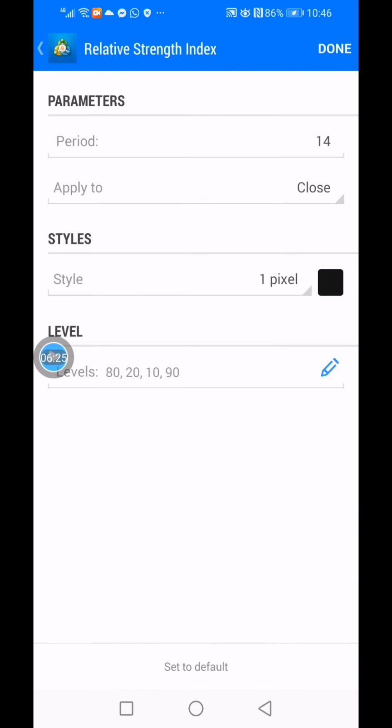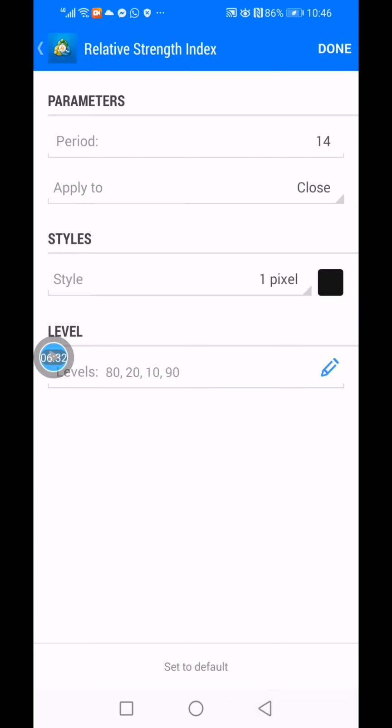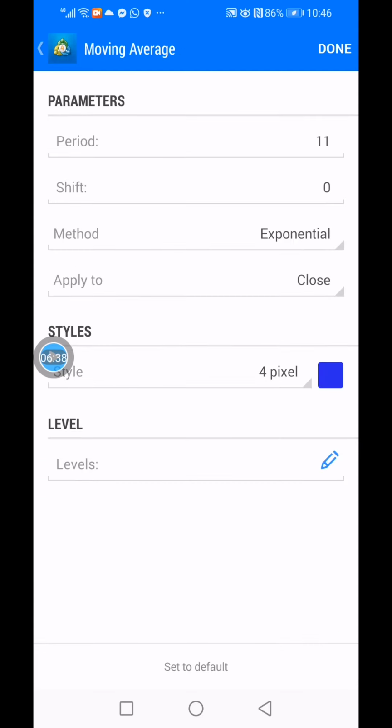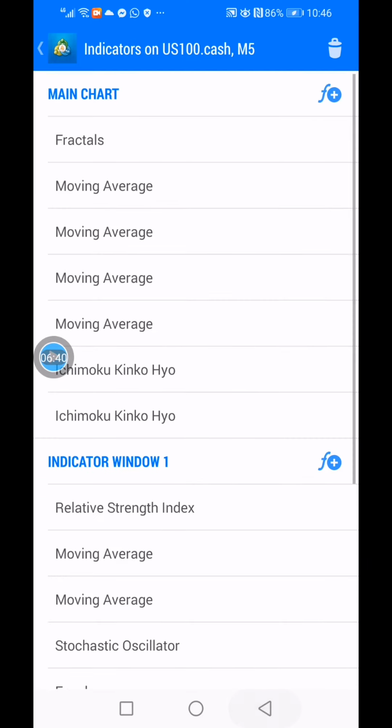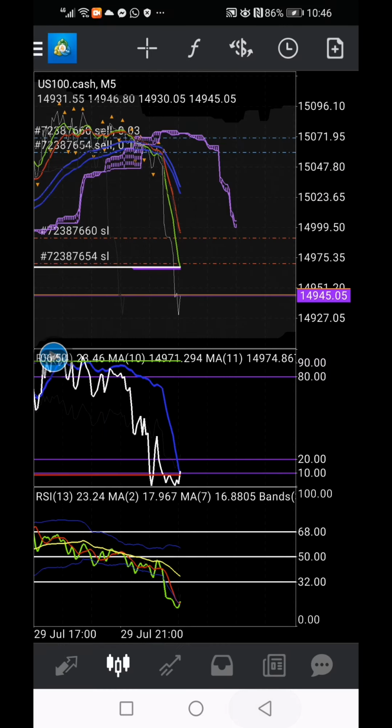The setup is also very simple. I have my RSI 14, no color. I just need levels 80, 20, 10, 90. Then I have my moving average 10 exponential, blue, and my moving average 11 exponential, blue. I just want it to be thicker, that's why I make it like that. I have my Stochastic 6, 1, 1, low/high, simple, and I make it white, white, with no levels. So the white line there is my Stochastic.